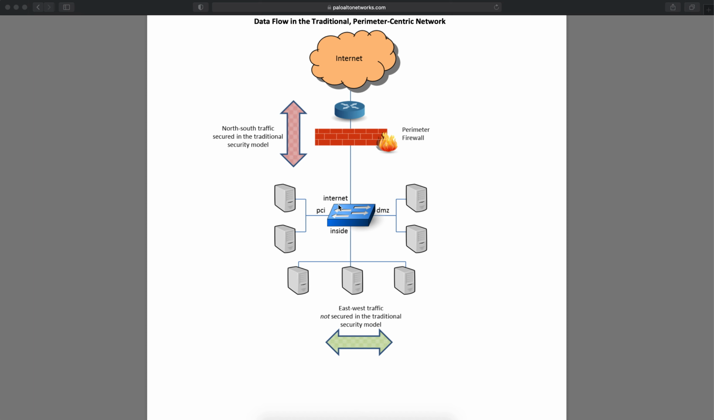And now they're saying, we need to isolate east-west traffic. So that might be, in this case, your PCI zone from your DMZ zone. So you can see the logs and apply policies as far as who can access what and when they can access it.